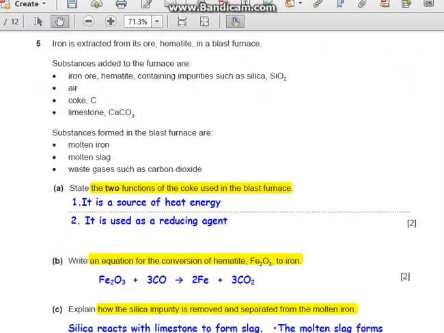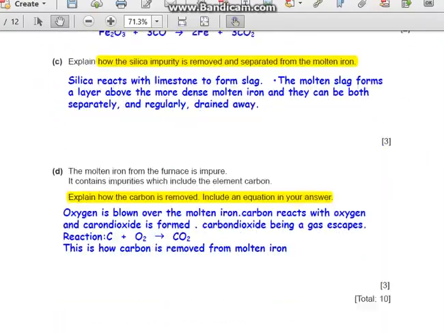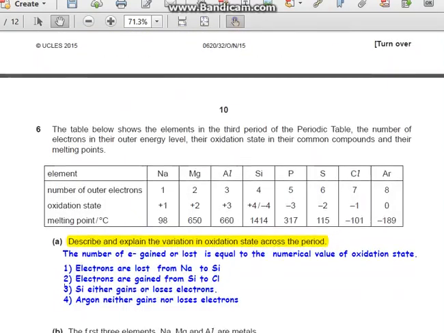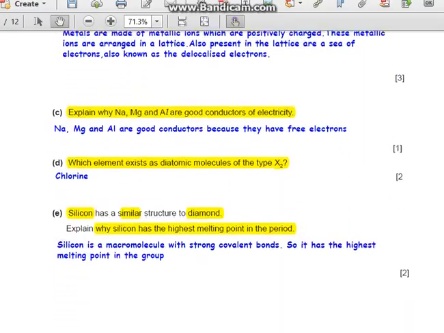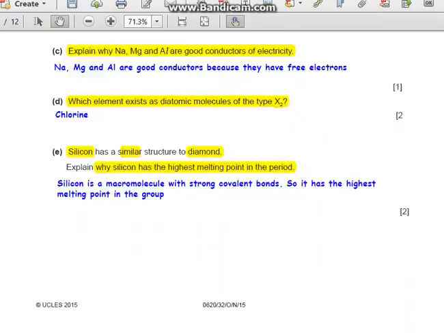This question is a theory question based on ion extraction. So this is a normal theory paper. You learn your concepts well and you'll be able to apply your concepts to this kind of question. Yet again, another theory question.